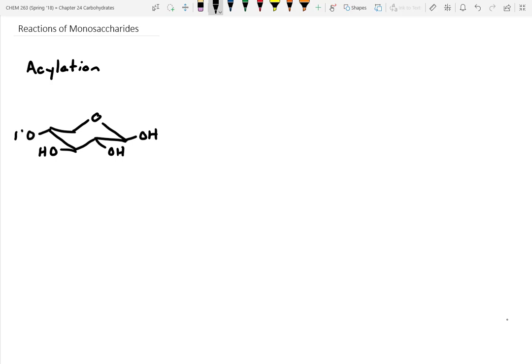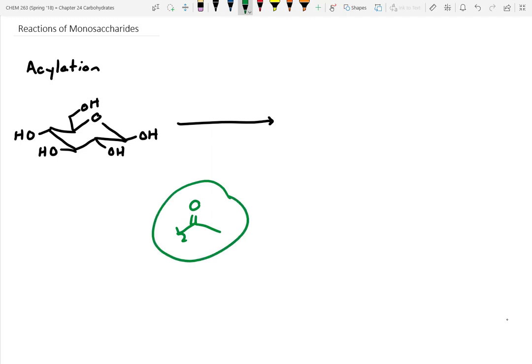So in this one, I'm just going to draw D-glucose. Is this alpha or beta D-glucose? Beta, and we know that because this group is in the equatorial position. If it were axial, then it would be alpha. So this is beta D-glucose, and we need to acylate this. And if you remember, an acyl group looks like this, right? So we need to add on a bunch of these.